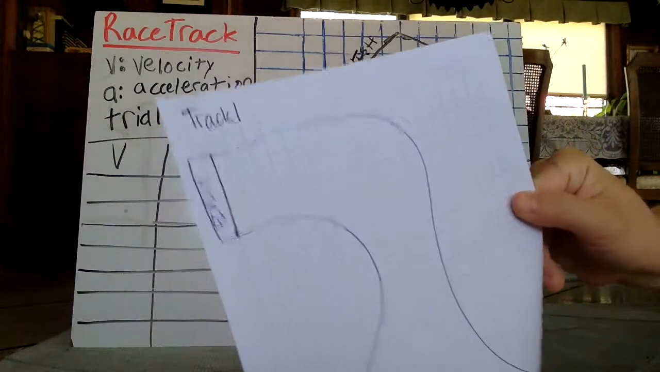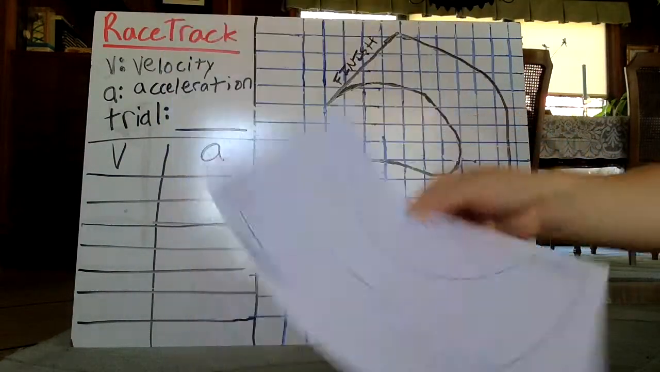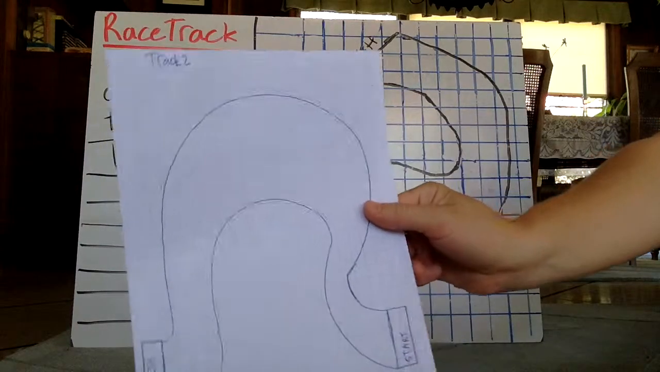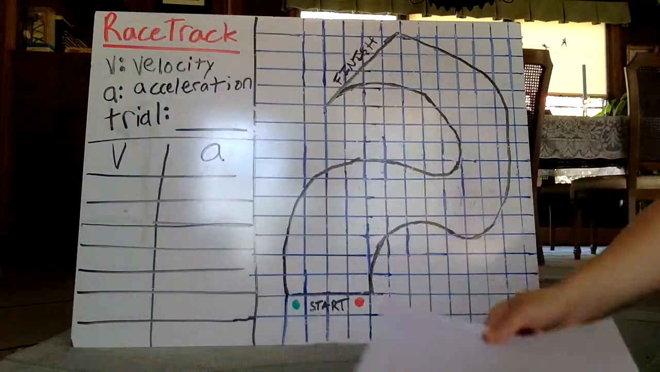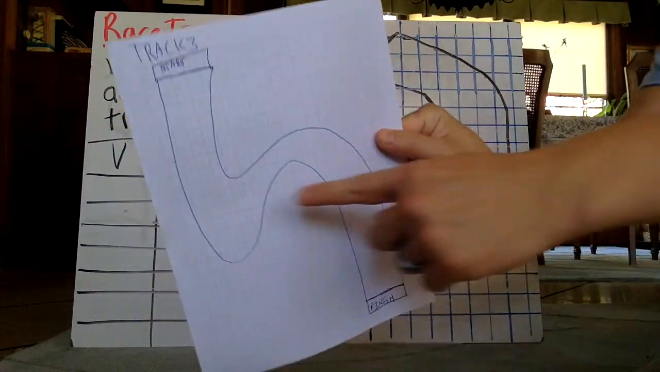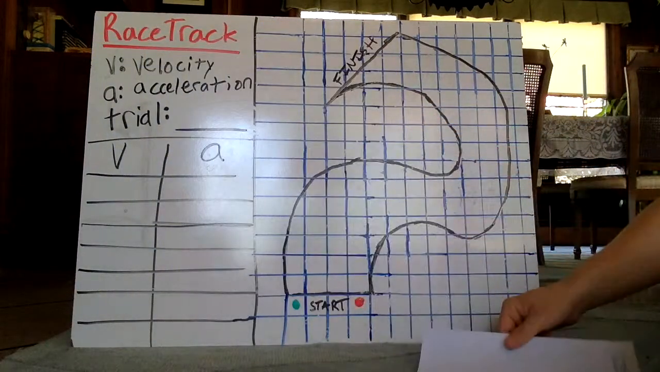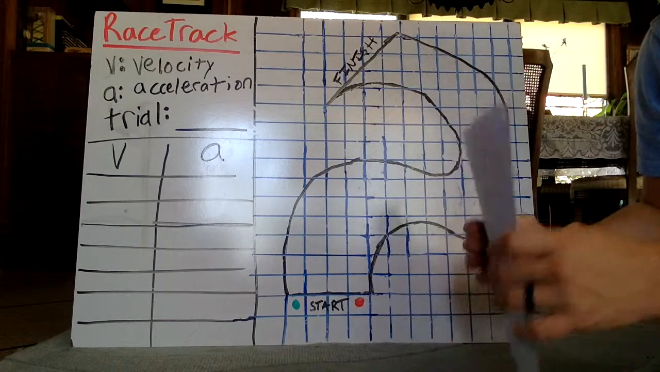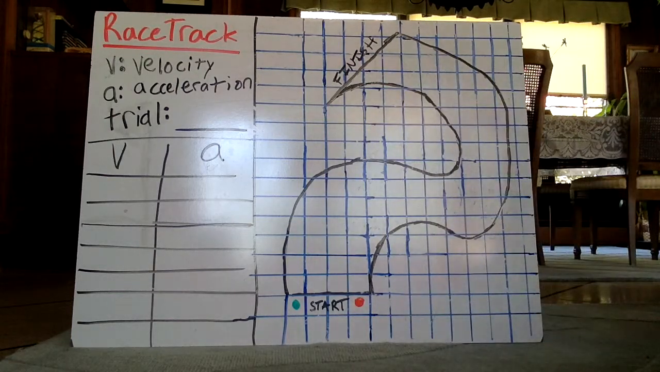Here is track 1. Looks like that, pretty simple. Track 2, a little more complex. Track 3, a little bit of a bottleneck right there. There are stacks of these tracks I've printed out, and for any race you do, you get to choose your own track, whichever track you like to do.